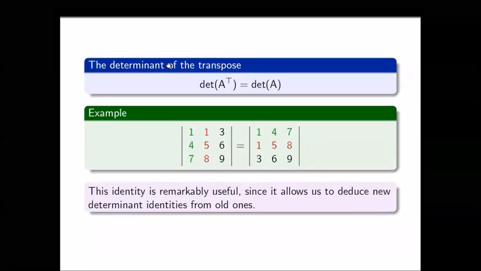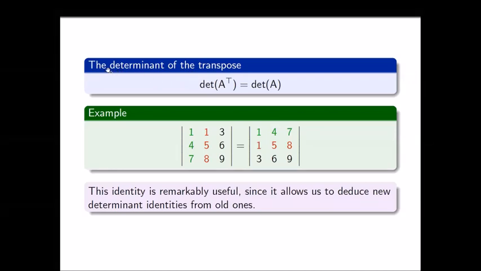There's one more property that I want to talk about, and that's the relationship between the determinant and the transpose of a matrix. It turns out that the determinant of a matrix A is the same as the determinant of its transpose. For example, if we have this 3 by 3 matrix and its transpose matrix on the right, the determinants are going to be the same by the property above. This identity is remarkably useful because it allows us to deduce new determinant identities from old ones.